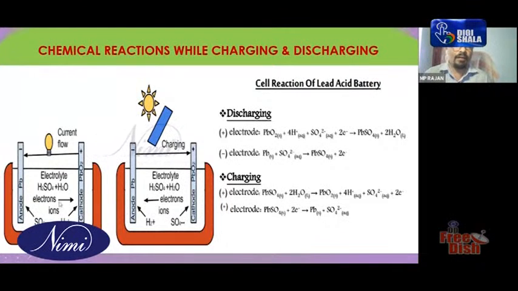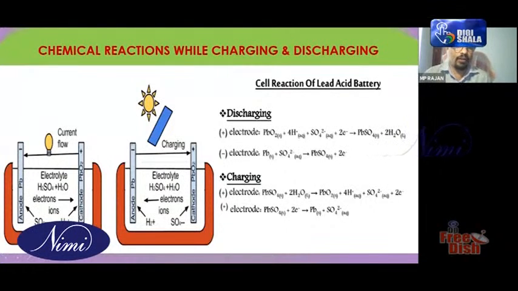Okay, so what is happening in the negative electrode? The lead, pure lead, will absorb the SO4. Pb and SO4 will become a PbSO4 material. This is called lead sulfate, PbSO4, and during this process it is liberating 2 electrons. So electrons are liberated during the process of combining lead and sulfur.